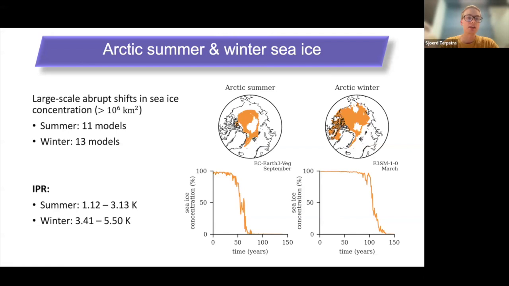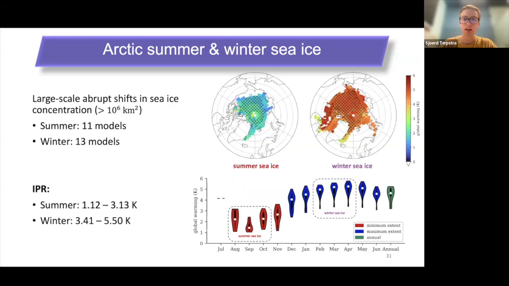Now, if we look at all the models together, then we find that for the summer, it's between 1.1 and 3.1 Kelvin of warming where these shifts happen. And for the winter, it's substantially higher. It starts at 3.4 and goes to 5.5 Kelvin of global warming. And we can do a similar thing as we did with Antarctic sea ice to look at the spatial extent of these abrupt shifts. So this again averages the warming thresholds of the large-scale shift over all the models, with the hash overlay being at least 5 models that have a shift in that area. And you can indeed nicely see that the temperatures in winter are obviously higher because they disappear later.